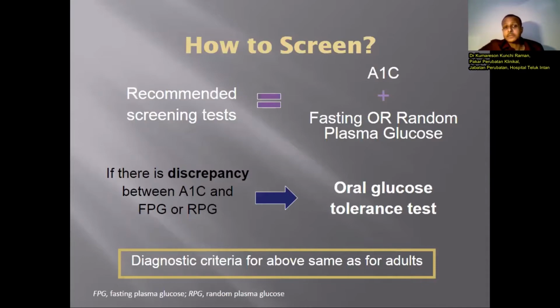So basically, the recommended screening test is an A1C plus a fasting or a random plasma glucose. If there are discrepancies in your A1C, your fasting, or your random plasma glucose, then they warrant going for an oral glucose tolerance test. This is done at your primary healthcare level, your secondary levels, and even your tertiary hospitals as well. It's easily done anywhere, even at your own home.